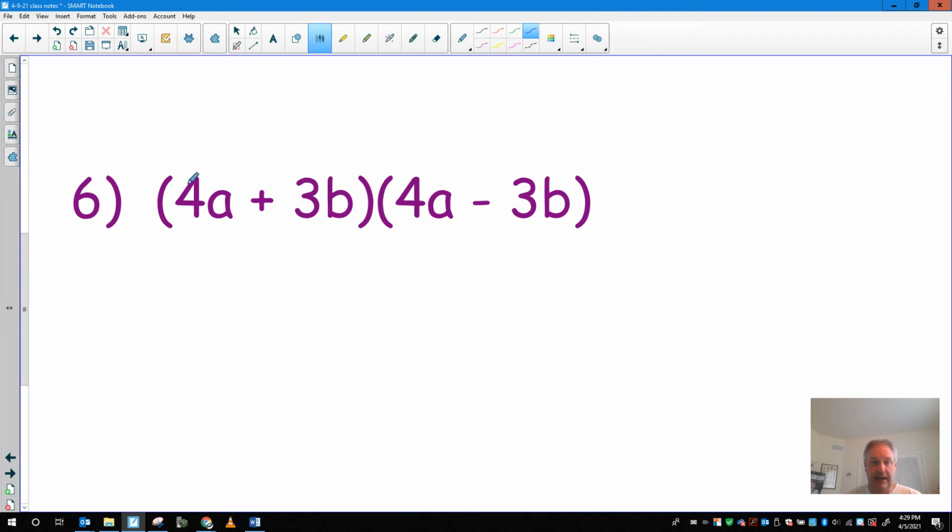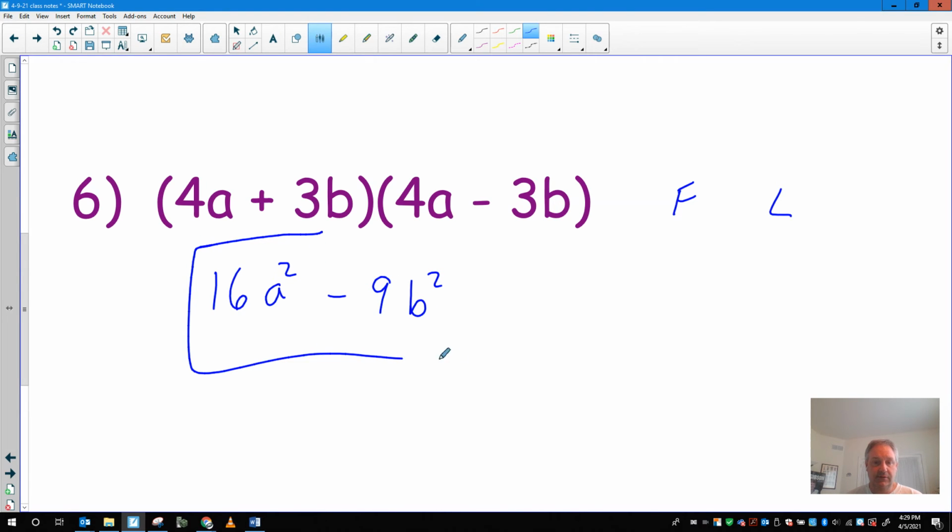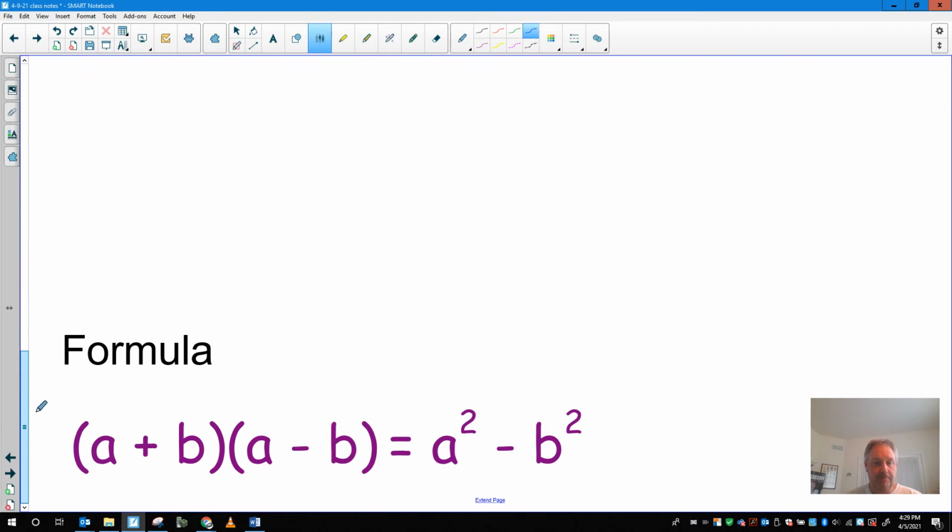Again, all I have to do is recognize that they're conjugates. I do the first and the last. So 16a squared minus 9b squared. Told you these would be your favorite. All right, so the formula for this is really just the first and the last. So again, if I have conjugates here, one is addition, one is subtraction. All I have to do is the first and the last, and it's always minus because it's always one positive times one negative.